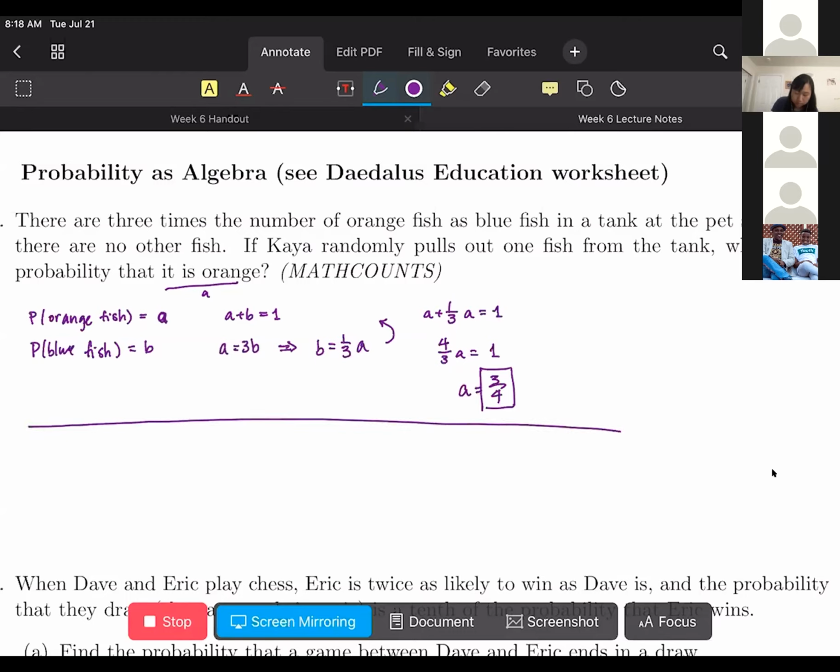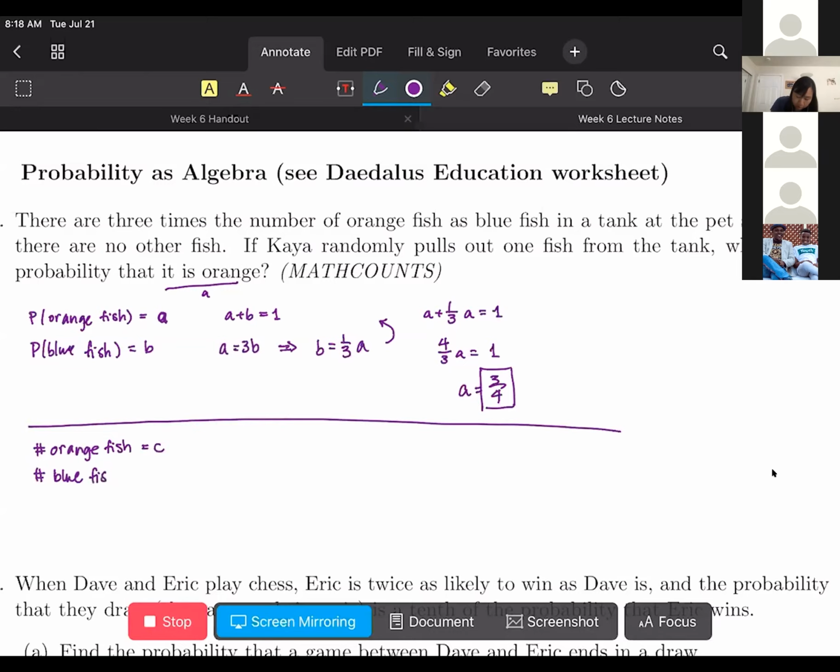So since we know that the addition of the two should give you 1, 1 plus 3 should give you 4. Then 3 out of 4 would be your answer.